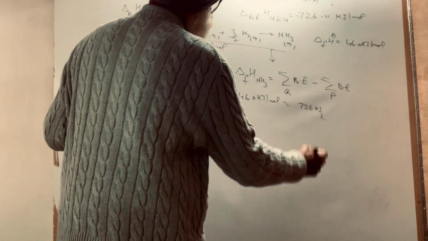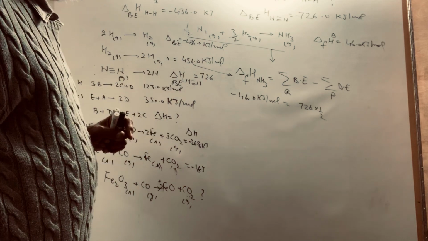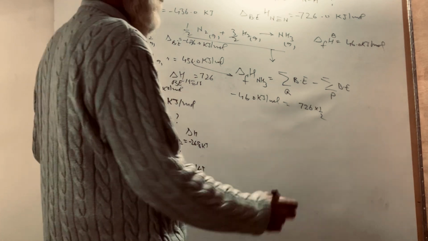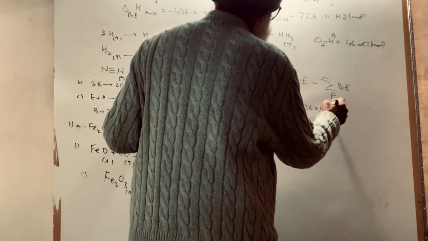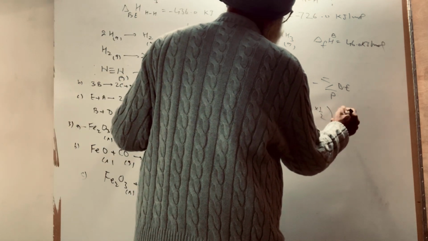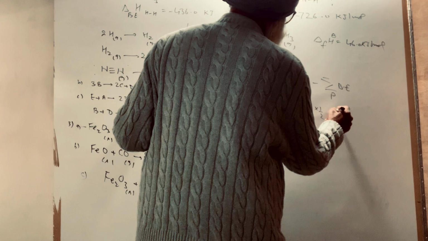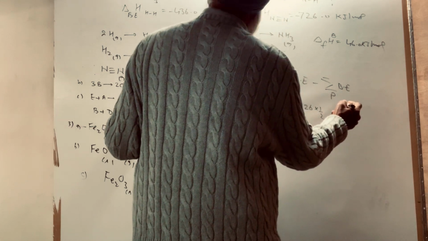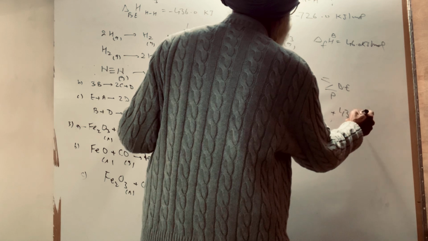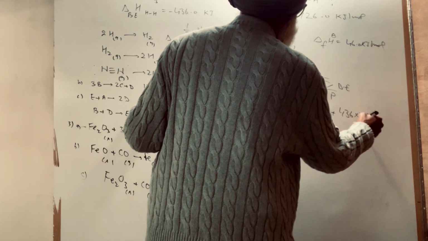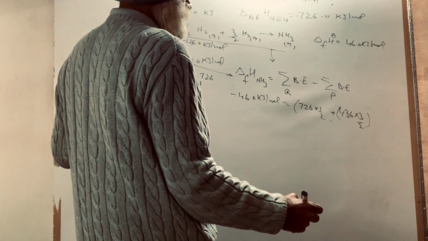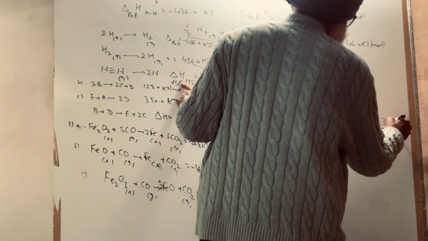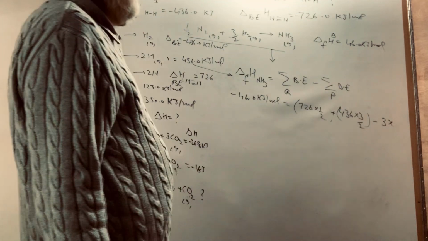So naturally here it should be 300, this is 350 plus 13, 363. So this is the value plus hydrogen. Hydrogen is 436, 436 into 3 by 2. And nitrogen, let us take it up as X. So it is minus 3X.